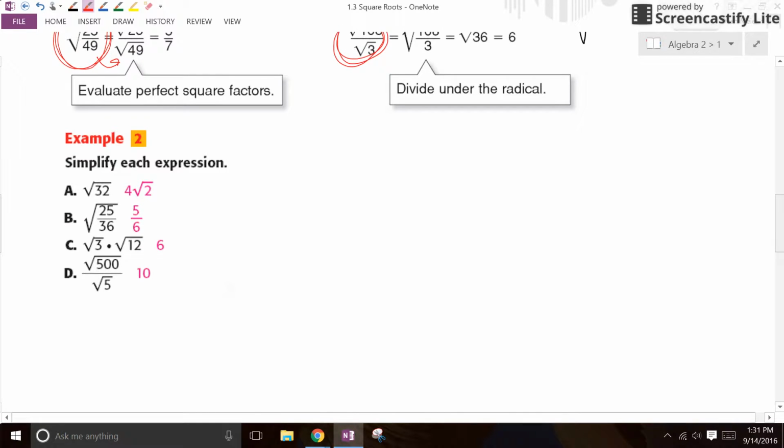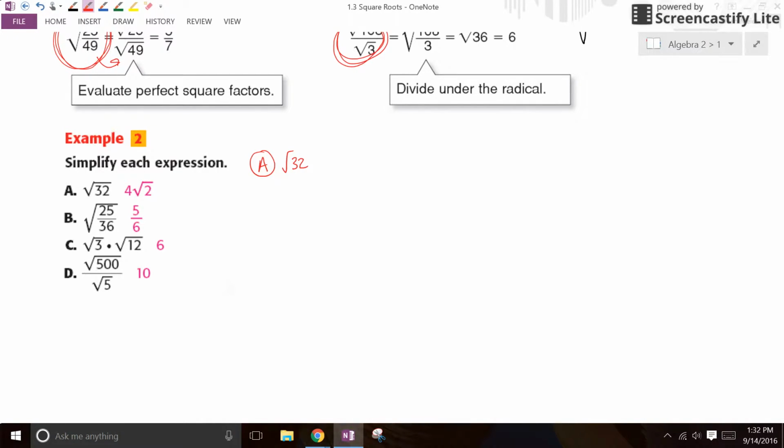All right, so let's talk about example 2. I want to simplify these things, and I know the answers are there. I was just too lazy to cover them up. So what is the square root of 32 simplified down? The way I do this is I just think of numbers that I know are perfect squares, like 4 and 9 and 16.